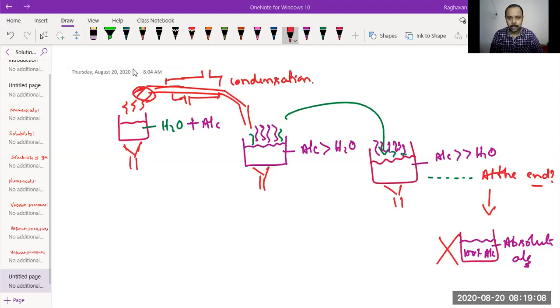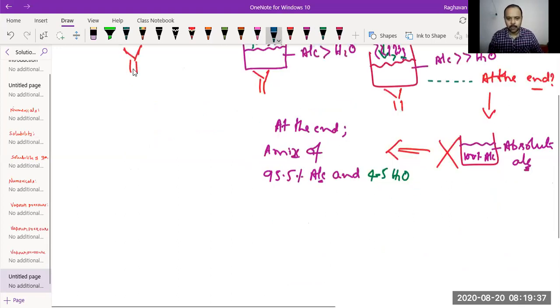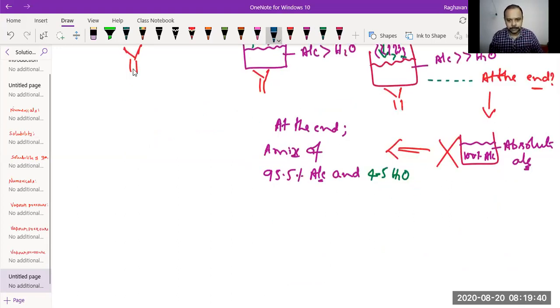You will get at the end a mixture of 95.5% alcohol, and what is remaining? 4.5% water is left behind.